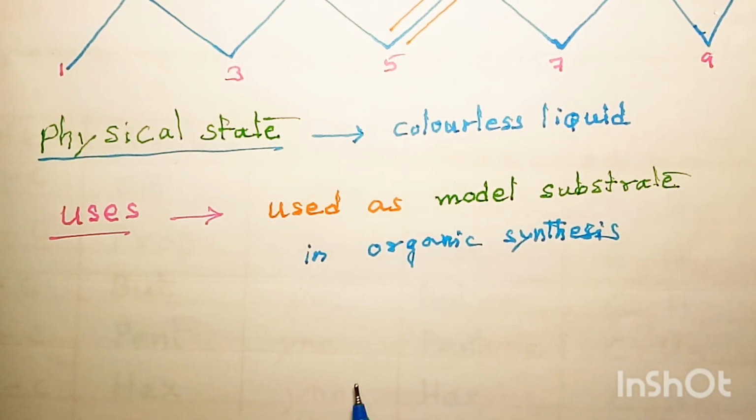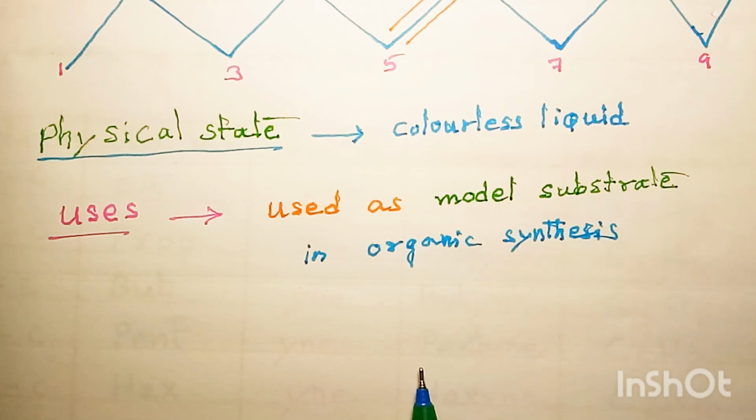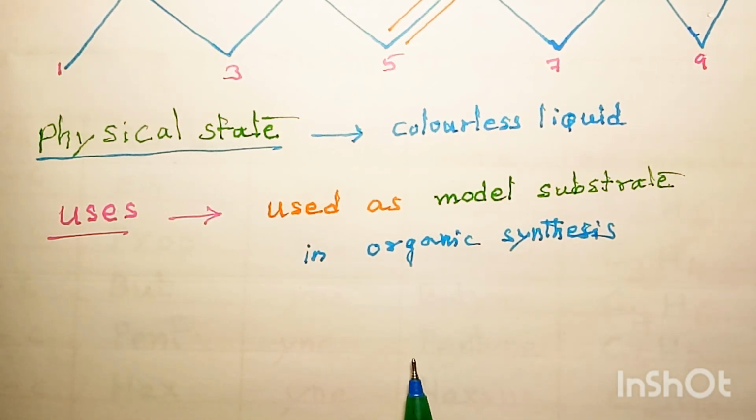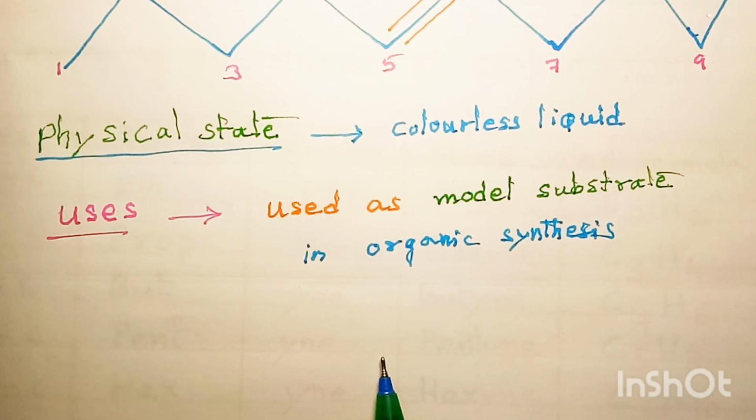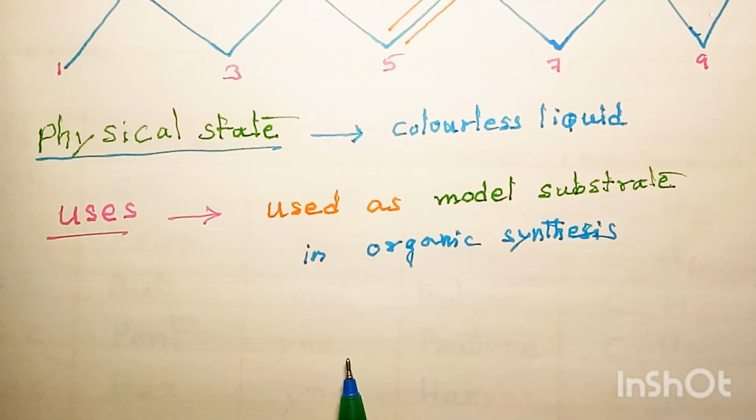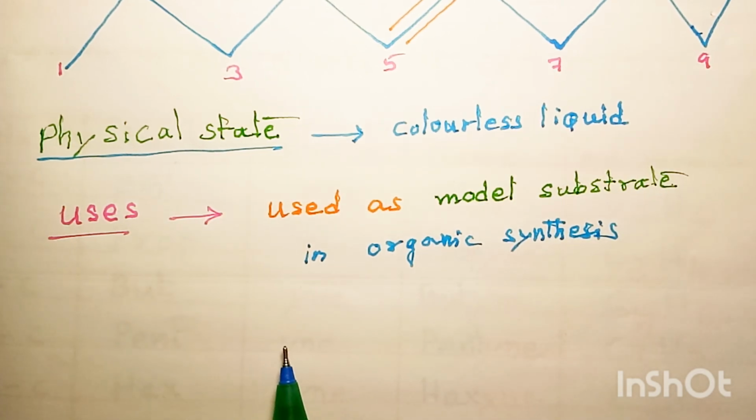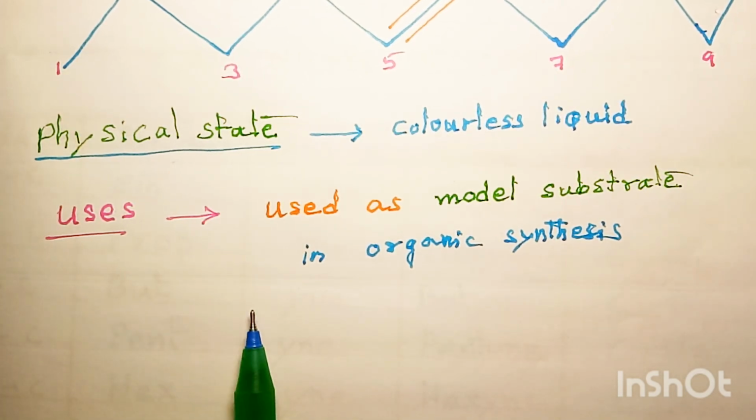So we have learned about open chain alkynes in this lecture. In the previous lecture we learned about open chain alkenes and cyclic alkenes. These alkenes and alkynes are unsaturated hydrocarbon compounds.